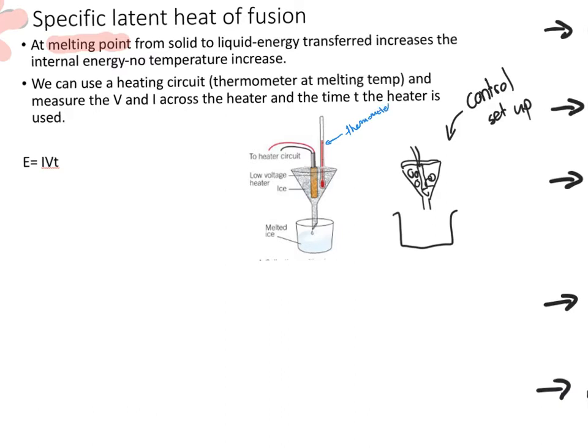You will also need an electric heater. The heater has to be connected to a circuit. Now the circuit should include a voltmeter in parallel, so you can measure the voltage, and an ammeter to measure the current going through it. It could be a cell, it could be a power supply, which is using this symbol, whatever it is.